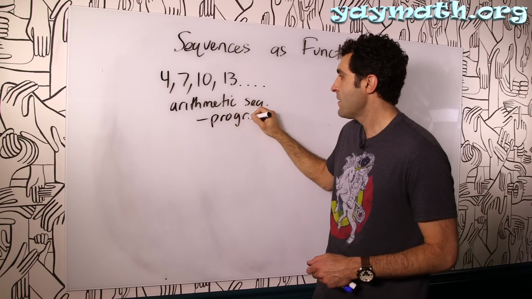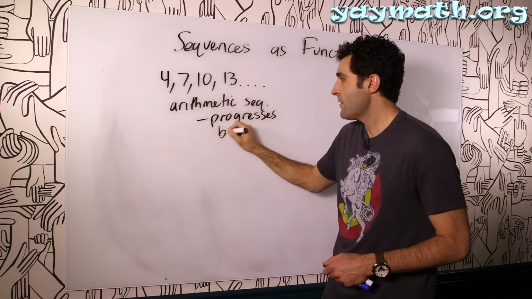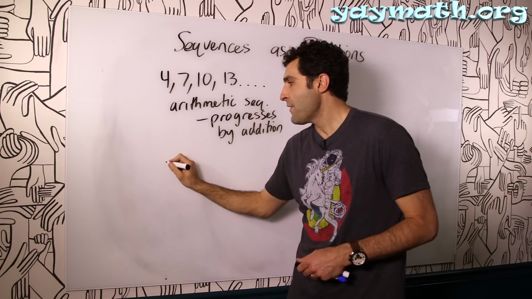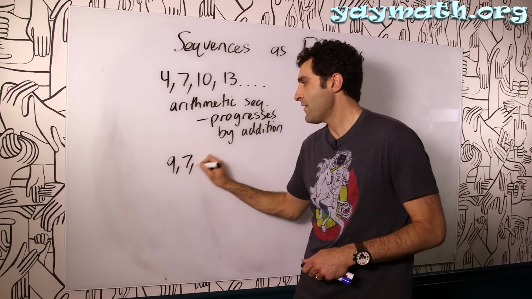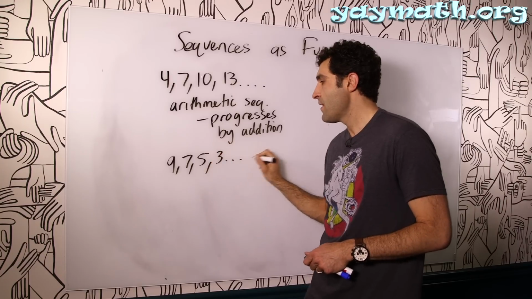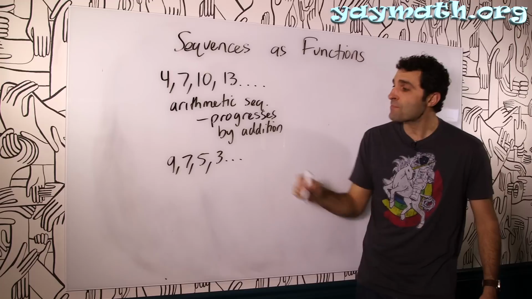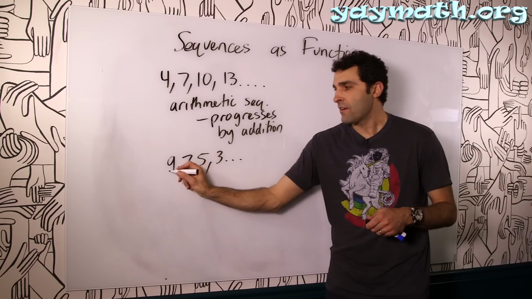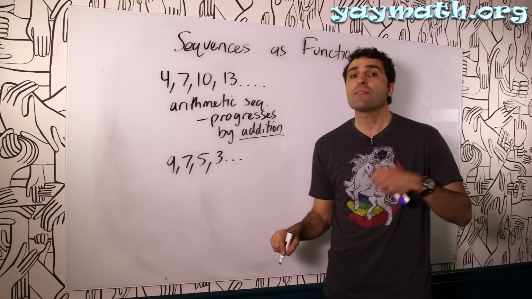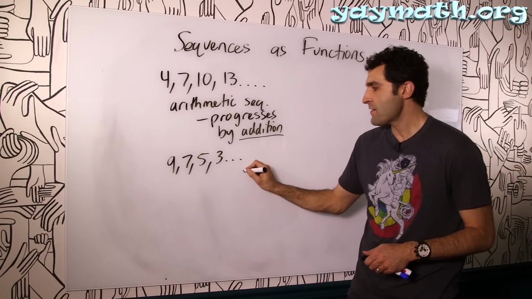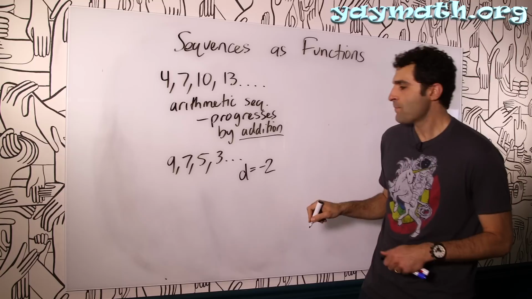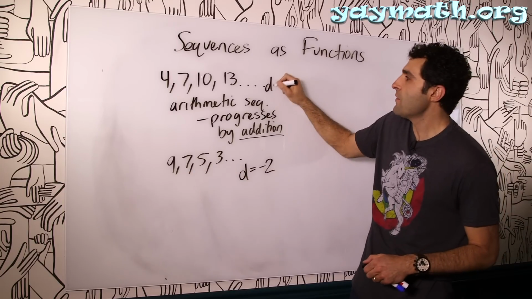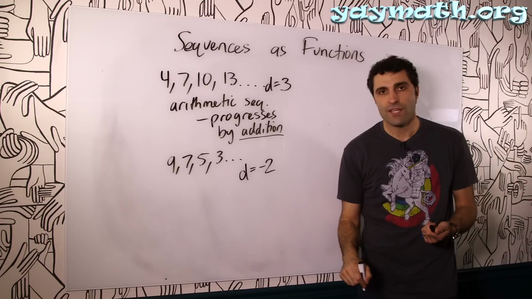We could say things like 9, 7, 5, 3, and so forth. This is also arithmetic, and it does progress by addition. You're just adding -2. Always keep the word addition in mind. It keeps it simple. That difference we call D, the common difference. D is -2 because we're adding -2. Here D equals 3 because we're adding 3.